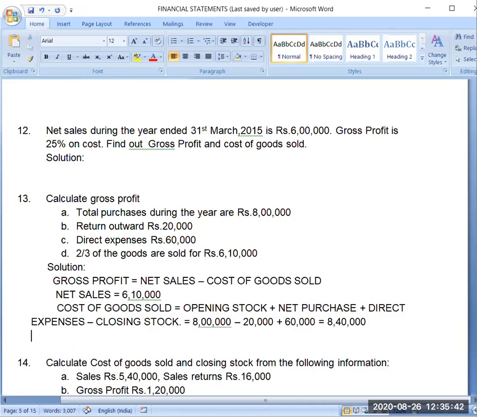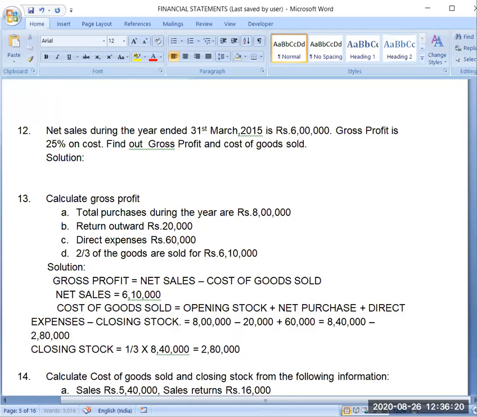So the closing stock will be how much? Closing stock is equal to 1 upon 3rd of 8,40,000. So how much will it come? 3 sixes are 18, 3 eights are 24, so it will be 2,80,000. So I need to deduct from here 2,80,000. Then I will get cost of goods sold. Yes, please. Any confusion?